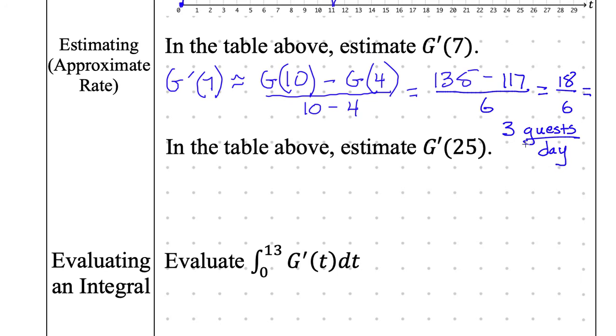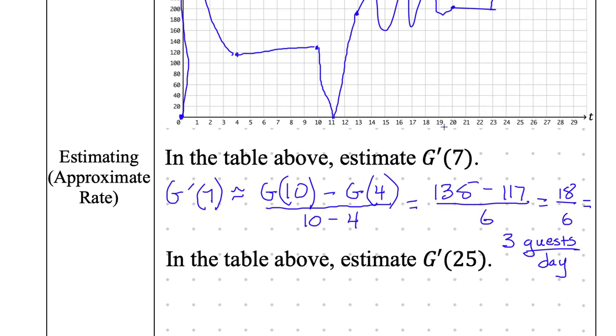Units here are important too. You usually get points for units. Generally, if you miss one unit, you miss all the points for A, B, and C type of thing. So why is it guests per day? Someone talk to us. Why are we saying guests per day here?